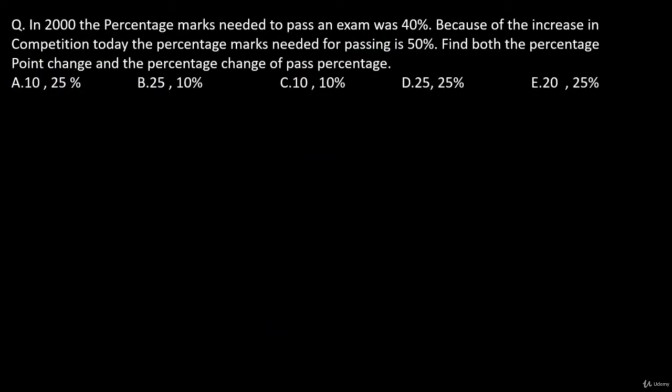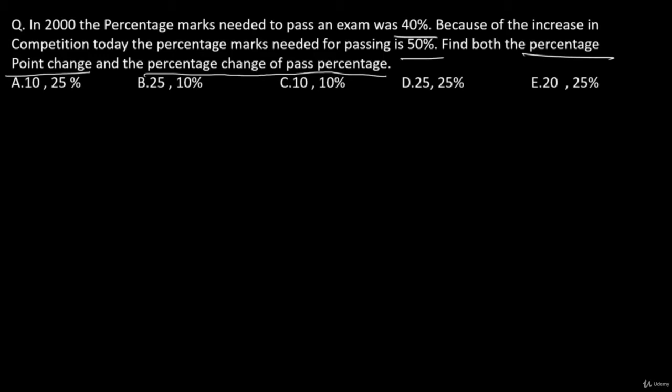Let's do this question. In 2000, the percentage marks needed to pass an exam was 40%. Because of the increase in competition, today the percentage marks needed for passing is 50%. Alright, find both the percentage point change and the percentage change of pass percentage. Alright, pause the video, give it a try, and then let's do it together. Alright, we are back. Let's do it together.